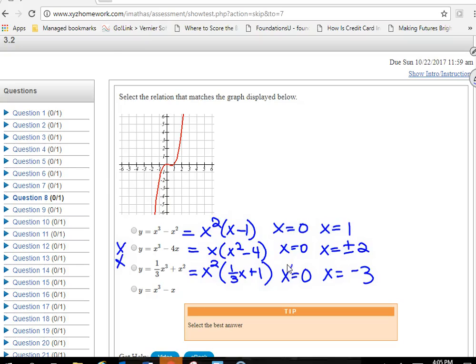And let's look at x to the third minus x. Take an x squared out. That's where I'm stuck. Sorry. I'm going to take an x out, and I have x squared minus 1. Well, that will lead to zeros of x equals 0, and also x equals plus or minus 1. I don't see a 0 at negative 1, so it's got to be the first one.